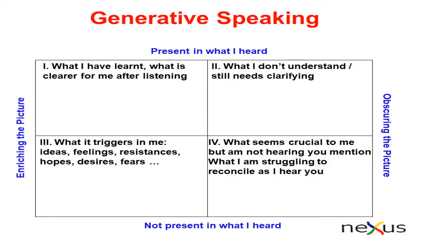And to move into field number 3, you can use the tool of generative speaking and really address your own experience, what you're feeling, what you're not understanding, and also what's crucial but you're not hearing the other talk about. Okay, so that's a tool to help you shift from 2 to 3. Okay, so here you've got a map. Have conversations, use the map, and see how it can help you. Enjoy!